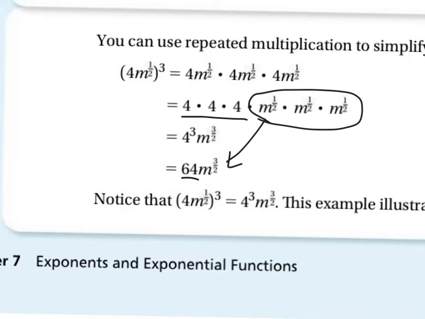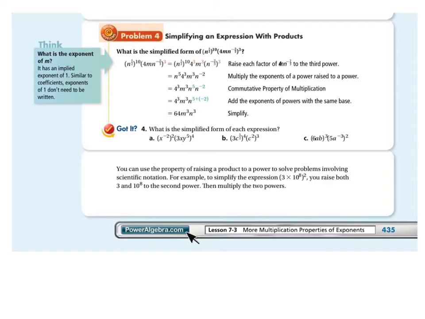And then what the book's pointing out at the bottom is that basically this exponent on the outside, if you take that exponent to each part of that term, then you can go from there and just multiply those exponents together like we talked about earlier. So if you look at problem 4, they want us to simplify this.